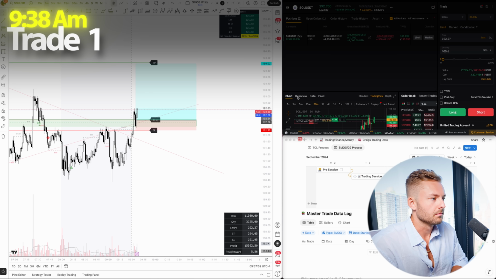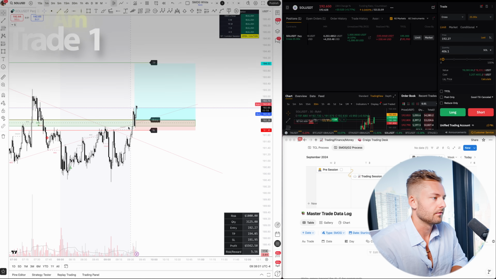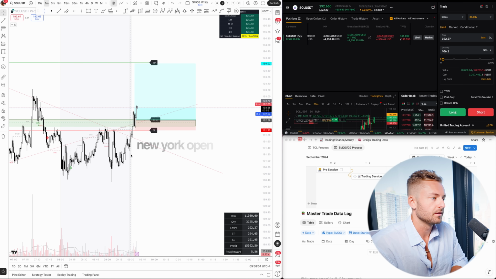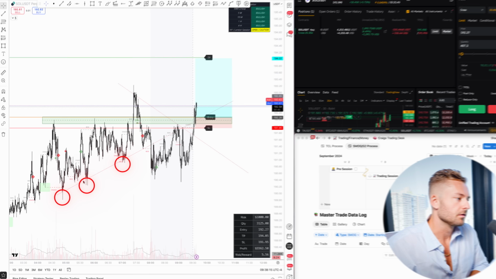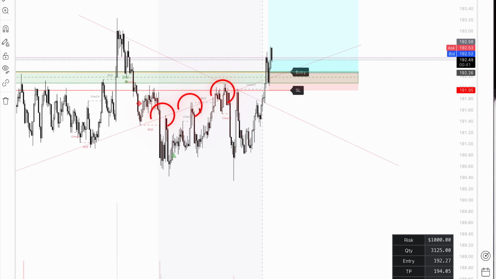Okay, so I'm in trade number 1 here. We're getting a nice push off of this area. You can see New York just opened. That's the dotted line here. What I'm looking for in this type of setup is a few things. I have my lows here that we're consolidating off of these levels as well. And then we got this big push up out of this level.